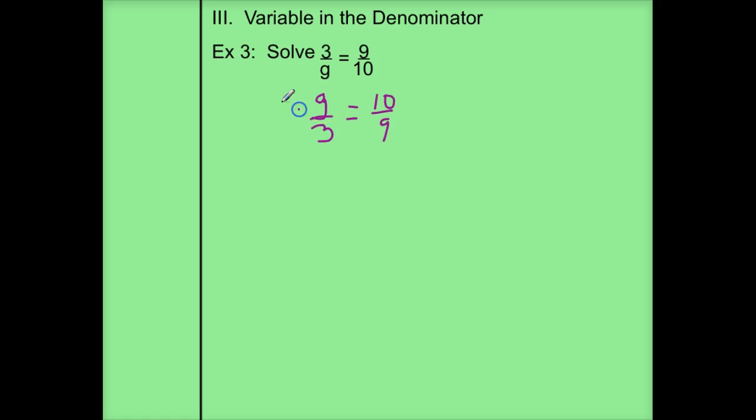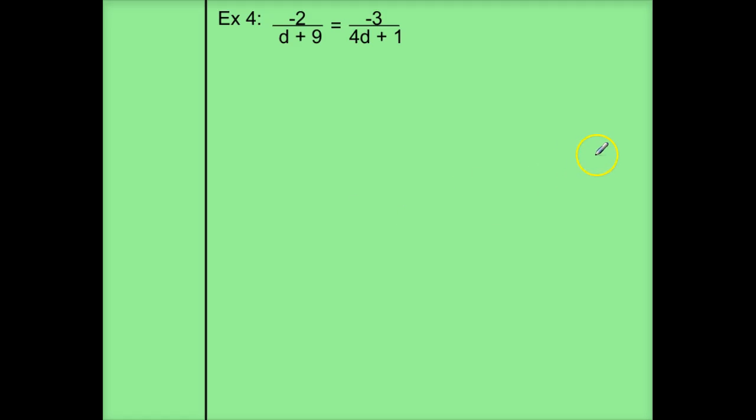Now I can multiply both sides by 3 to cancel that division by 3, leaving me with g on the left-hand side. And on the right-hand side, 3 goes into 9 3 times, so I get 10/3 for my answer. All right, last example. This time we have binomials both in the denominator. I'm going to apply the golden rule and flip both of my proportions. So I get d plus 9 over negative 2 equals 4d plus 1 all over negative 3.